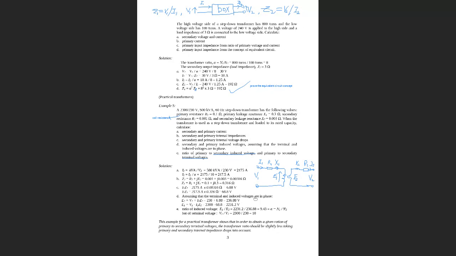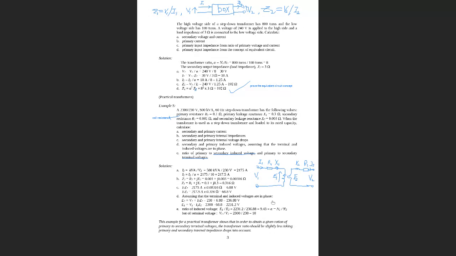Now, assuming that the terminal voltage and the induced voltage are in phase, that means there is no phase difference between the input and the internal induced voltage. So the voltage here and the voltage here are in phase. Then we can simply estimate. Exactly, we should use complex number form for the calculation, but here we are just showing you the difference. The secondary internal induced voltage is the secondary output voltage plus the secondary internal voltage drop.